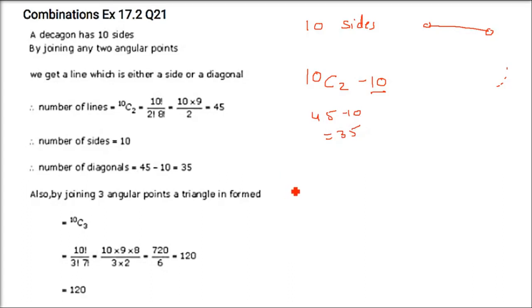Now coming to the second part, triangles formed in a decagon. Any 3 points, there is no collinearity, no 3 points are collinear. You take 10 points and you need 3 points to make a triangle, so 10C3. Simply, you need 3 points to make a triangle. From 10 points, take 3 points, and 10C3 will be the answer. This is going to be the result. These are the triangles formed in a decagon.